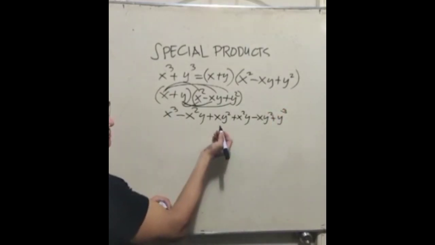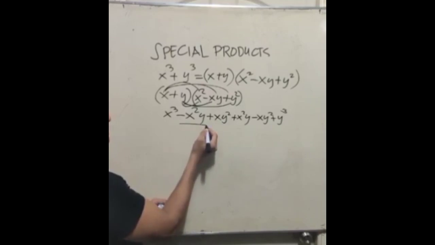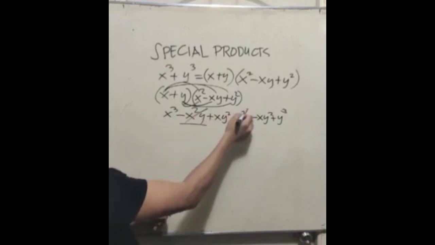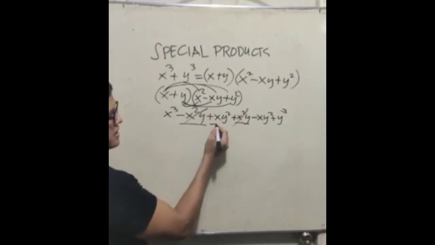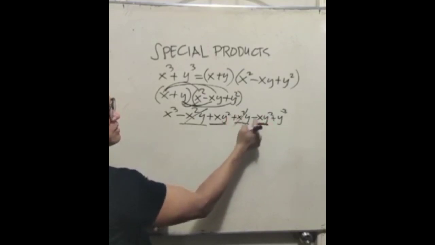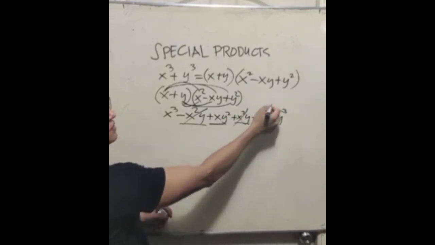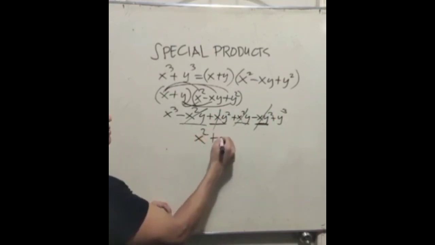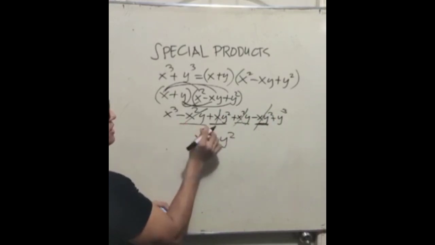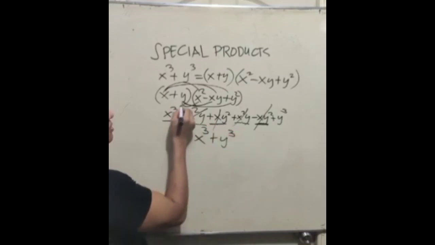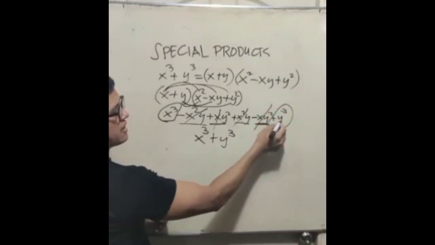Now, look at this. This one and this one are just like terms. X squared y. But this one is positive and this one is negative, so cancel lang siya. 0 na yan. And then this one and this one are just the same. Xy squared and xy squared. But this one is positive and this one is negative, so cancel yan siya, magiging 0 na. Anong matitira? X cubed and then y cubed na lang, right? Ito yung matitira at saka ito yung matitira, right?